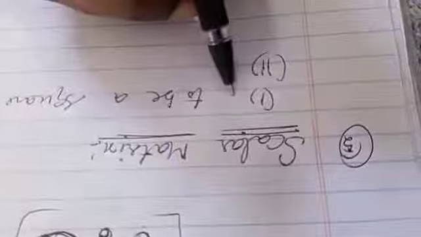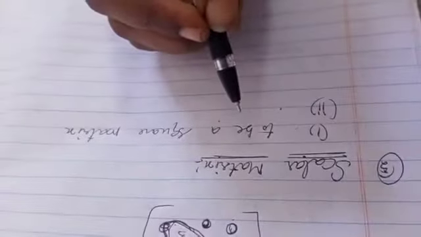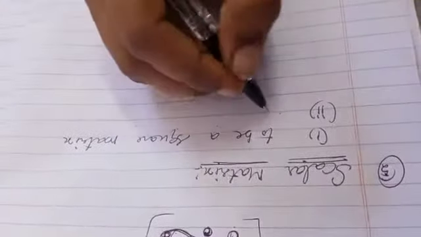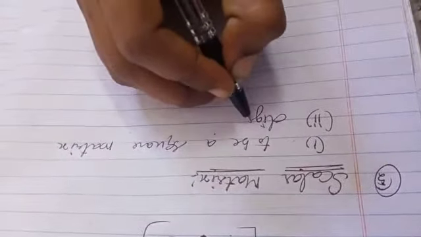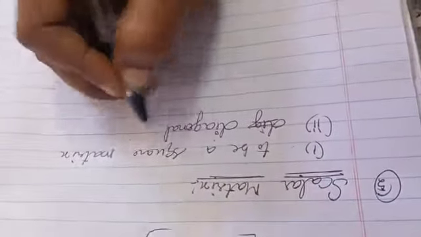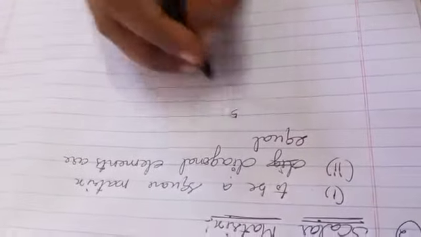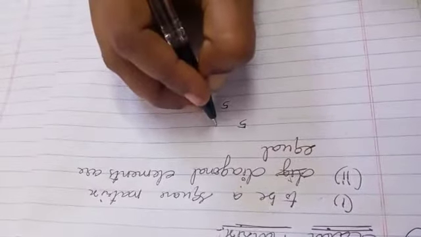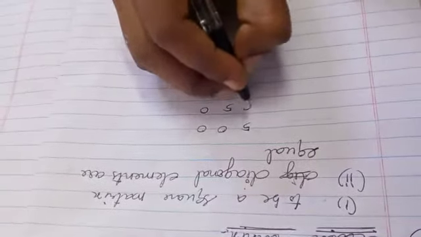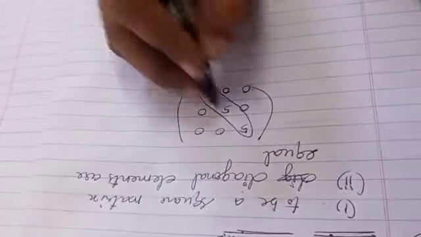Scalar matrix. First, it has to be a square matrix. Next point, the diagonal elements are equal. For example, diagonal elements equal means 5, 5, 5, and other places 0. In the diagonal places only, the elements are equal.